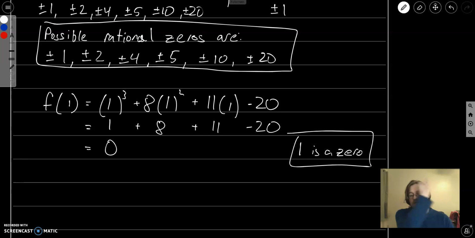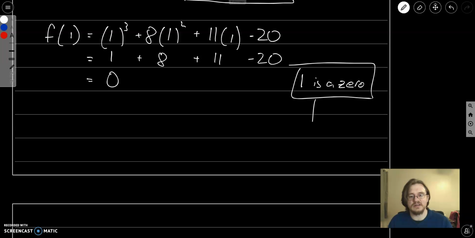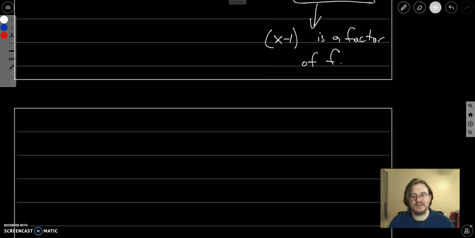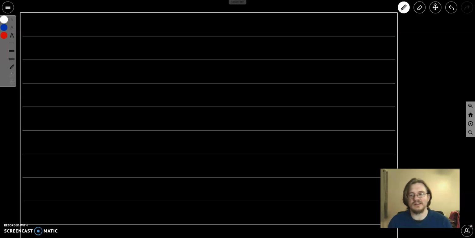But there will be more. So we'll need to go through and check. But we can use something that we learned in the last chapter. If we know that a number is a 0 of a polynomial, this means that I can factor the polynomial very easily. So this means that x minus 1, so x minus a 0, is a factor of f. So once I know one factor of f, I can figure out the other ones.